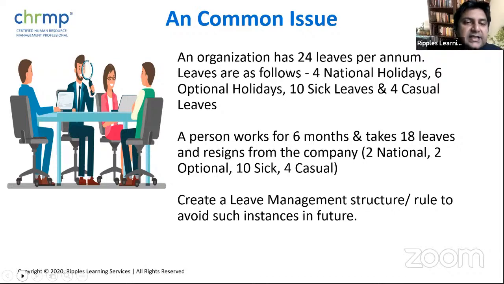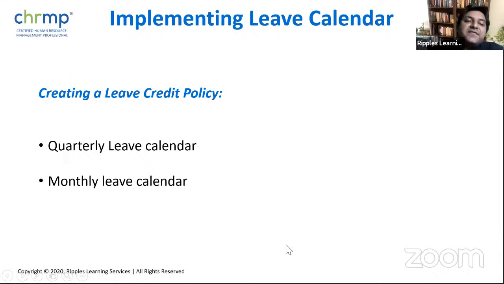To avoid this, the concept of leave credit policy came into the picture, which is very interesting. Leave credit policy. Now, what is a leave credit policy? Leave credit policy is that there are 24 leaves in a year, and let's say you start from January, right? But then the leaves would get credited to your account month on month or quarter on quarter. So for example, if we are talking about a monthly leave calendar under leave credit policy, then if there are 24 leaves, from Jan to December you are allotted 2 leaves per month.